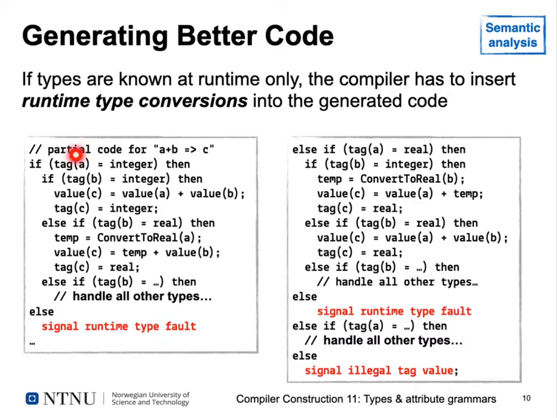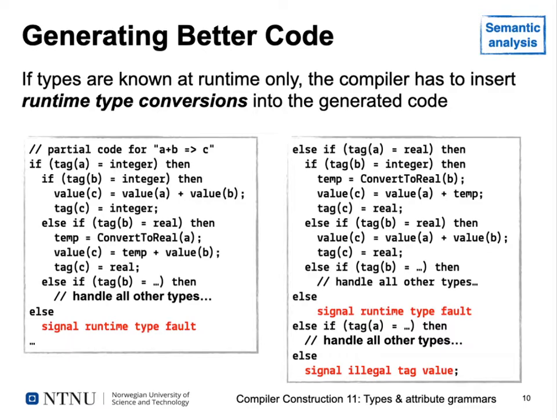But if we have an integer as our first variable and a real variable as B, then we would need to convert our first integer variable to a real variable, save that to a temporary variable, do a floating point addition, and tag our result as a real variable. And you have to do this for all the other type combinations. And if something doesn't work, for example, you might not want to lose precision. So if you have two floating point variables and try to assign the result to an integer variable, you might not want this. So in this case, you can signal a type fault.